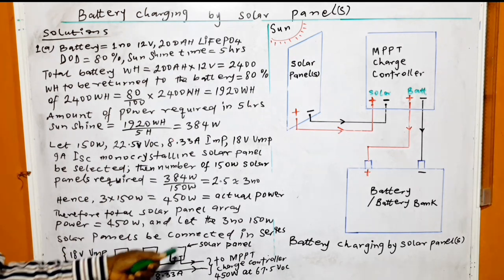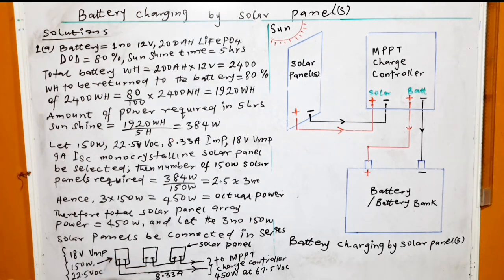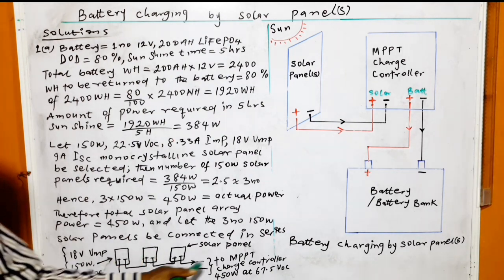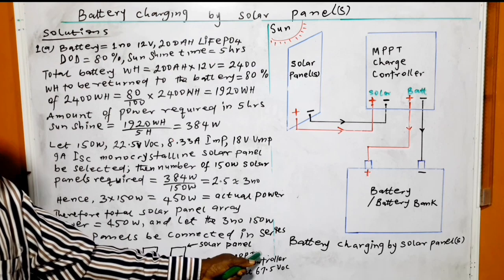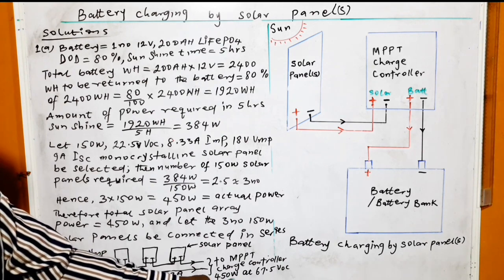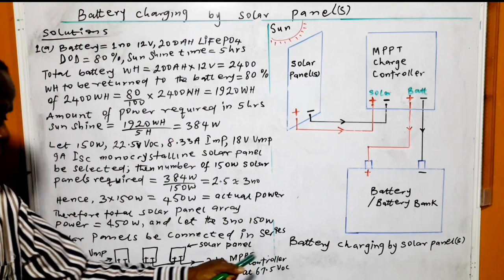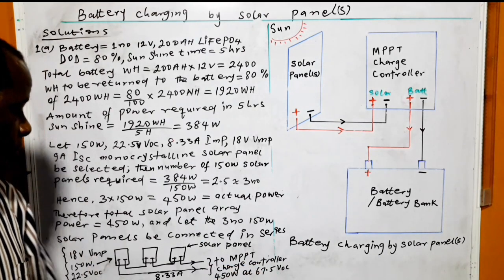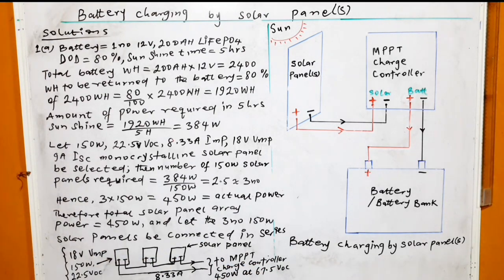And they are to be connected in series as shown here. And then we have the output of the solar panels going to the MPPT solar charge controller. MPPT means maximum power point tracking. So if you multiply 22.5 VOC by 3, you get 67.5 VOC. That is open circuit voltage of the array now.